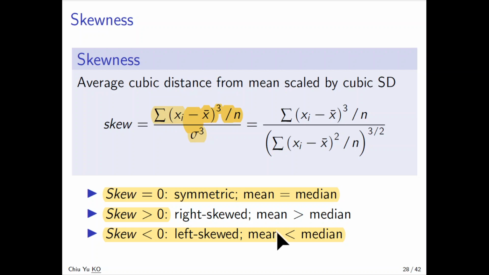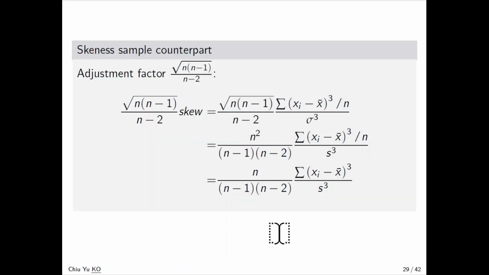But before that, we talk about the sample counterpart of skewness. Remember, when you have variance and standard deviation, the sample counterpart is very simple, multiplied by a fraction like n over n minus 1. Here we also have a fraction adjustment, but it is a little more complicated: the root of n times n minus 1 over n minus 2. How to prove it is more tricky.